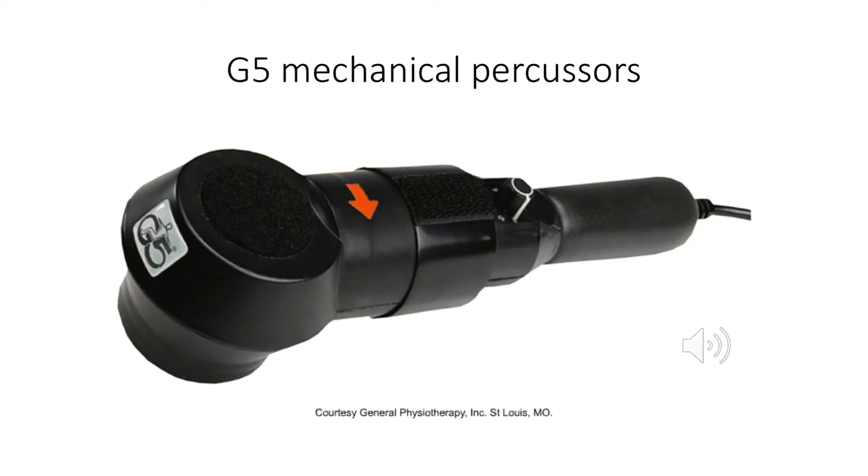A mechanical percussor can be used to perform percussion or chest physiotherapy. As you can see, there's an example of the G5, which is a mechanical percussor. A mechanical percussor allows for high quality percussion to be given without tiring the therapist. It takes a lot of energy to provide manual percussion or CPT, and if an RT has many patients on their assignments, it could be very difficult to provide high quality for all patients. That's where a mechanical percussor can be very effective.